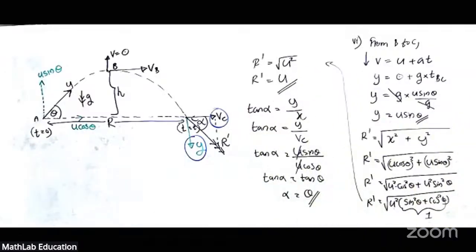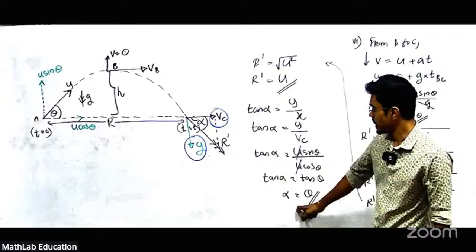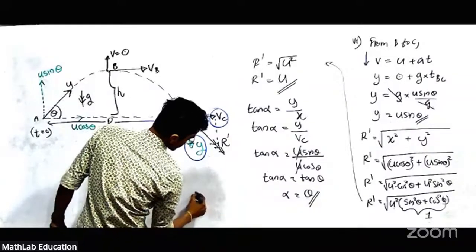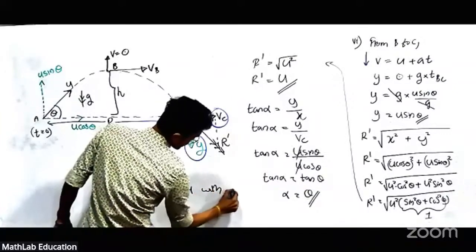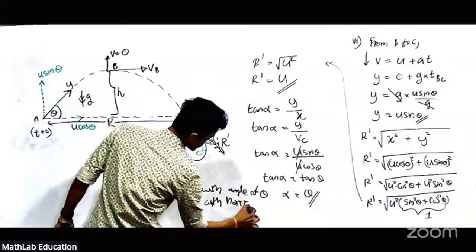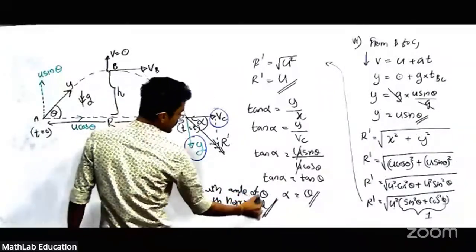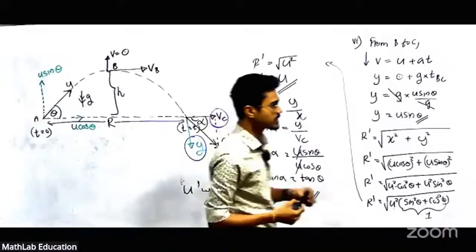Questions. So why do we find the value of tan alpha for this question? Direction is asked. I asked the direction. So direction is this. Then finally you can state the final answer as: velocity is u with an angle of theta with horizontal. See, this angle is measured with horizontal.